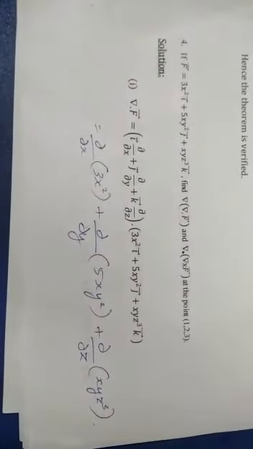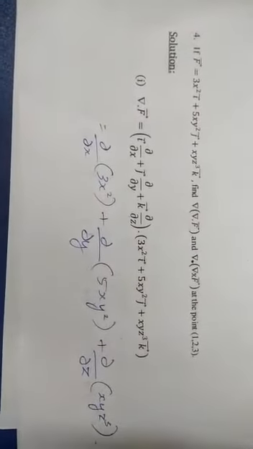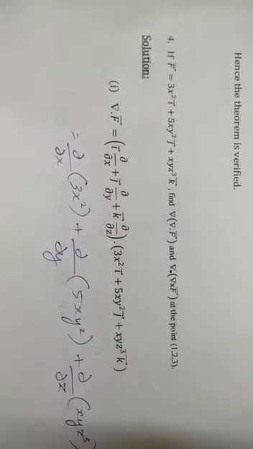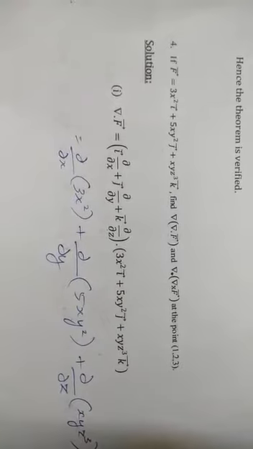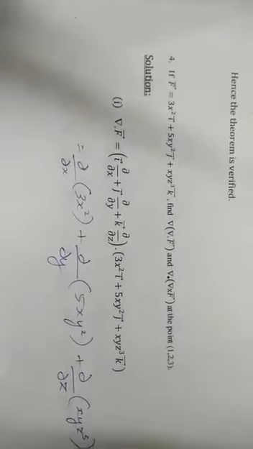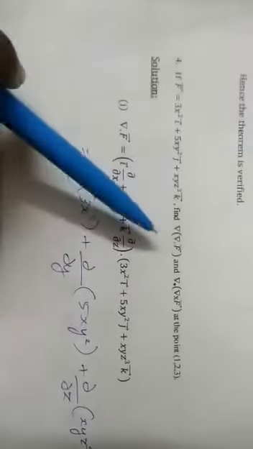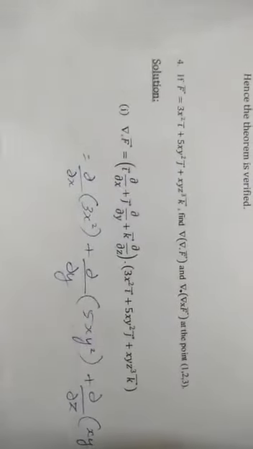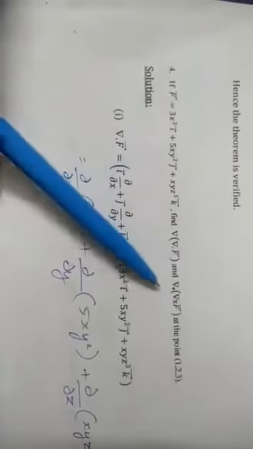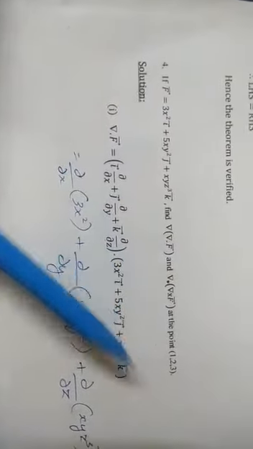Good morning, students. So now we are going to discuss this problem. Here f vector is given as 3x² i vector plus 5xy² j vector plus xyz³ k vector. So we have to find del of (del dot f vector) and del dot (del cross f vector) at the point (1, 2, 3).